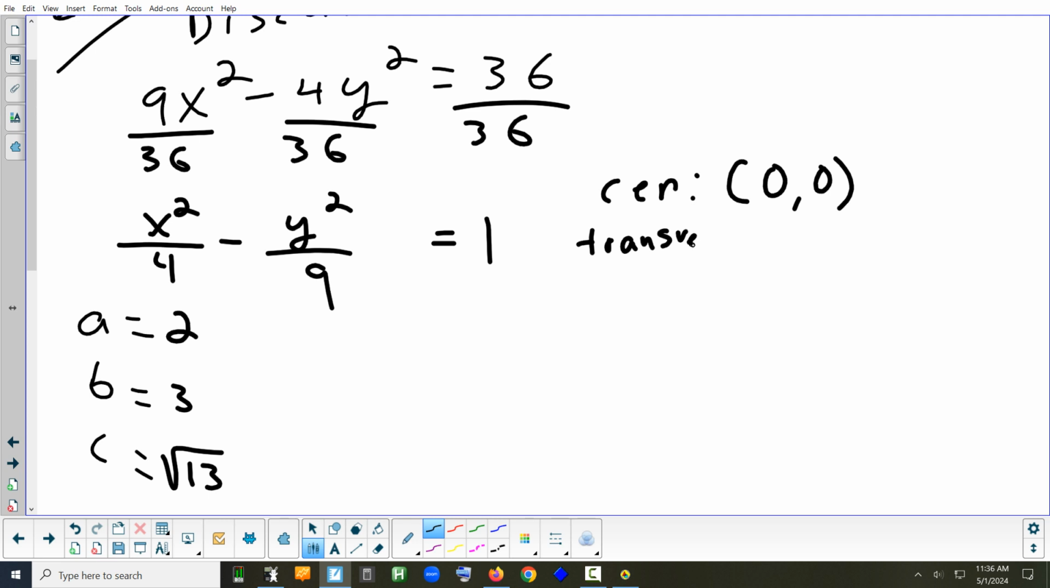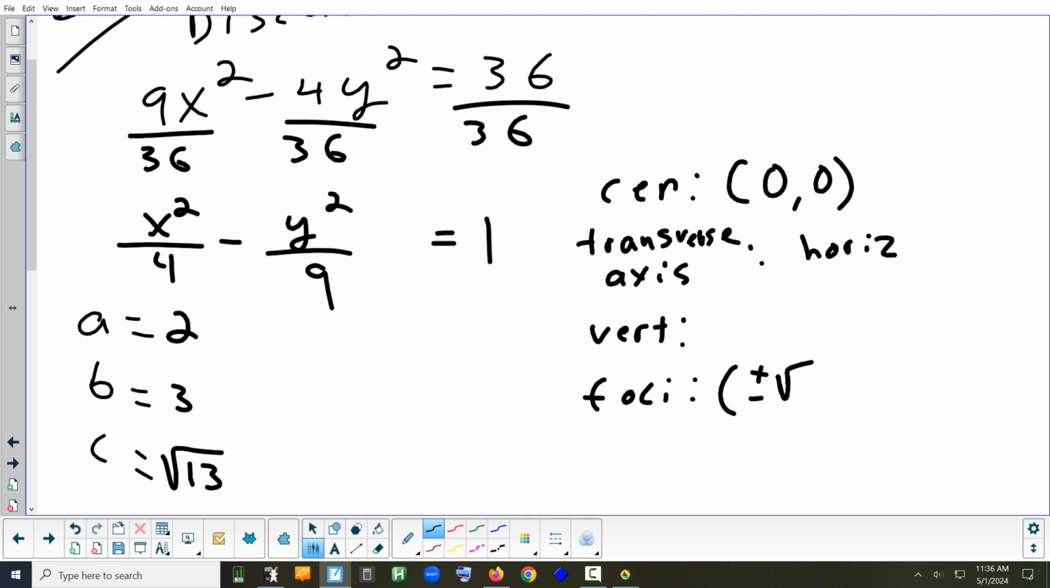Okay, the transverse axis is going to go which way? Because the x is positive. Okay, vertices are going to be what and what? Positive square root of 13, and since it's horizontal, it's going to be square root of 13, 0, negative square root of 13, 0. Oh, no, that's for the foci. Okay, we can write the foci. So the foci, he said, positive and negative root 13, 0. Yeah, I'm going to do it that way.